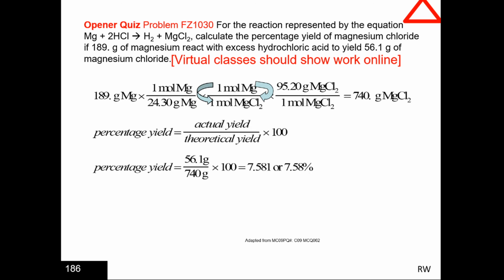Okay, so this problem, to find the grams of magnesium chloride that theoretically could be produced, you start with 189 grams of magnesium, multiply it by 1 mole of magnesium over 24.3 grams of magnesium. You have your mole ratio. Notice this is wrong again. The magnesium should be in the bottom and magnesium chloride should be up top. Then you multiply by the molar mass of magnesium chloride and you get 740 grams of magnesium chloride.